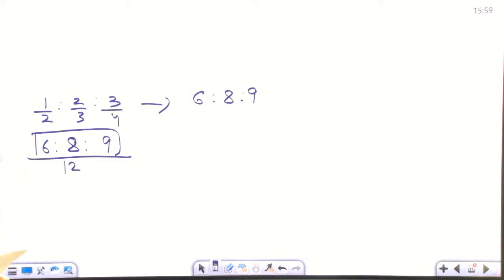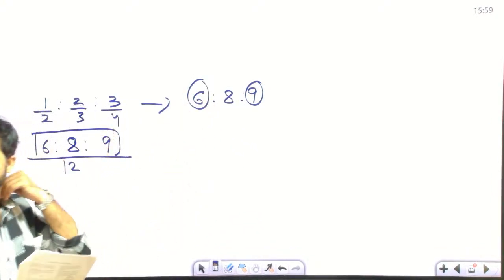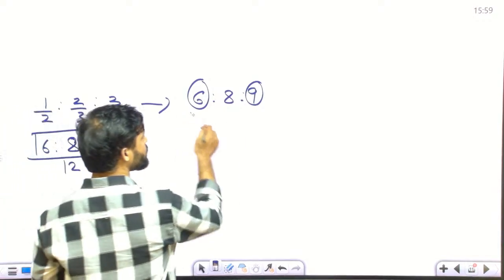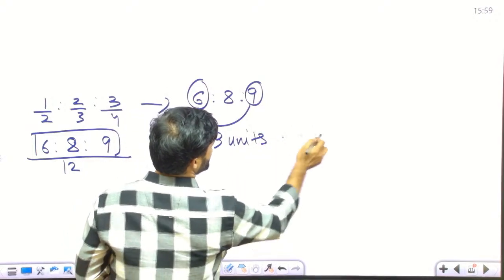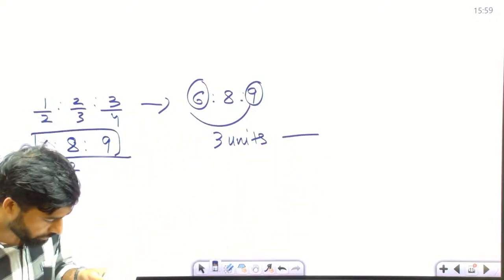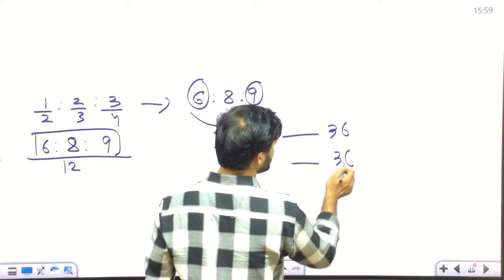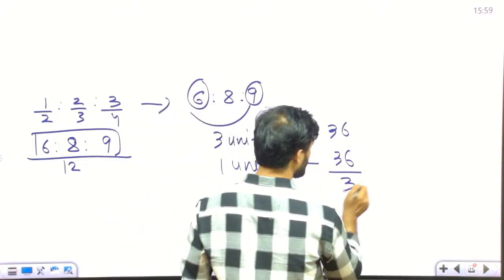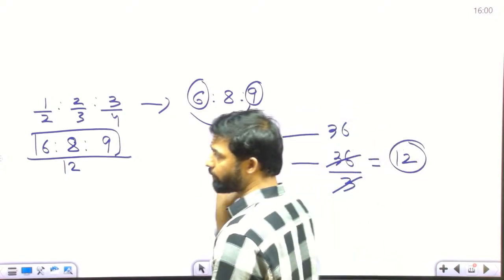In this question, the given information is that the difference between the greatest and the smallest number is 36. So this is the greatest and this is the smallest in units. So the difference between these two is 9 minus 6, which is 3 units. Any problem? And the value of 3 units is 36. So I can say the value of 1 unit will be 36 divided by 3. So the value of 1 unit will be 12.